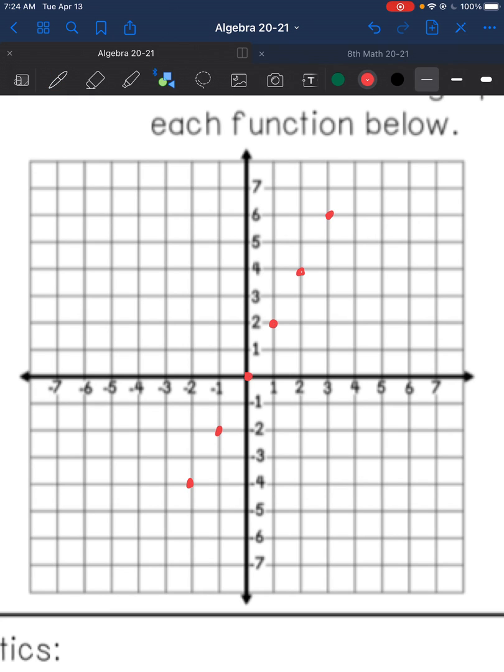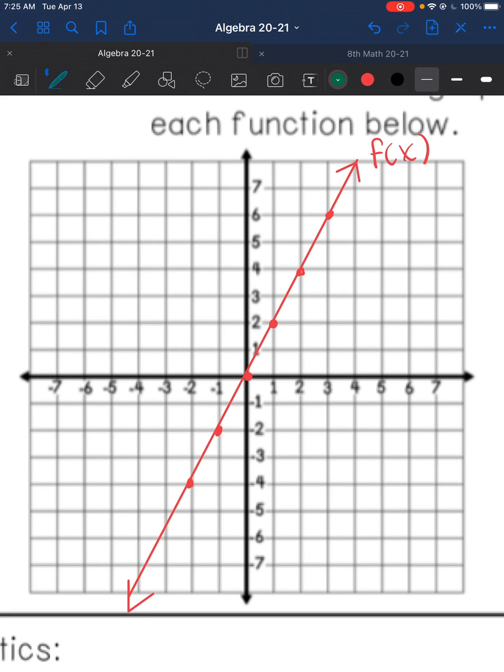Oh, right there. See if I can get a good line here. Not the best. That's better. So this is our f of x. Now let's plot the points of g of x.